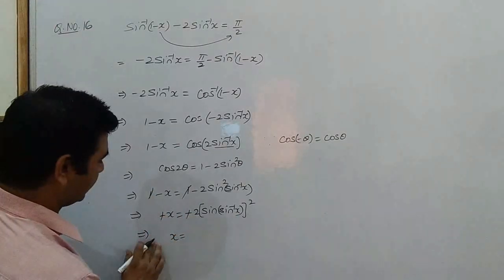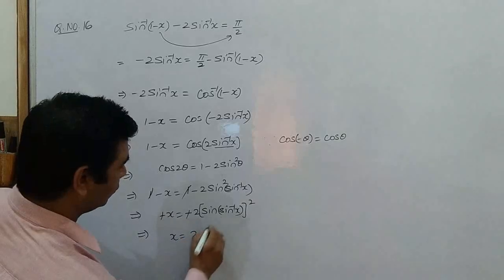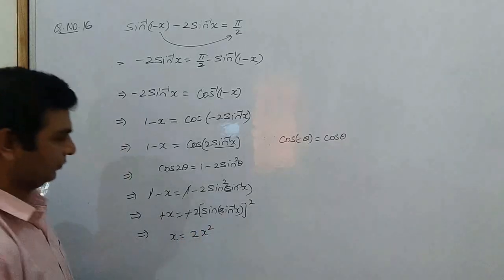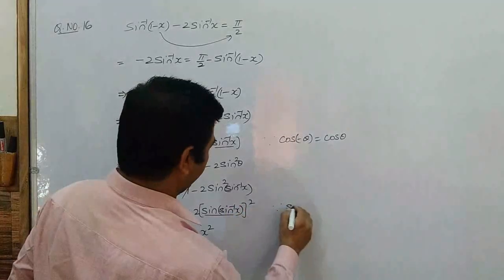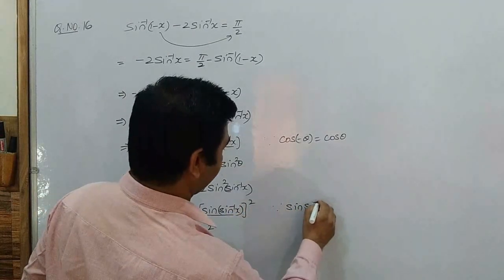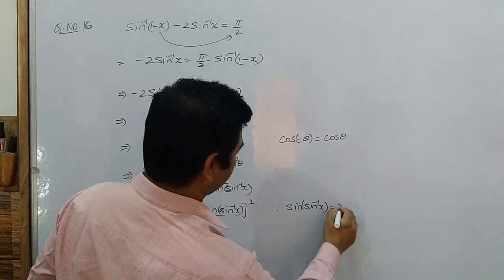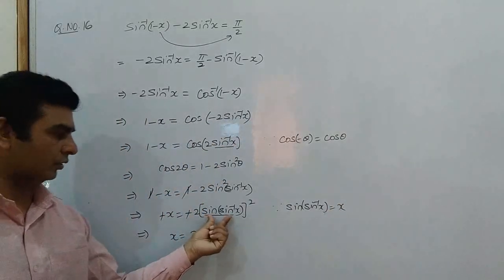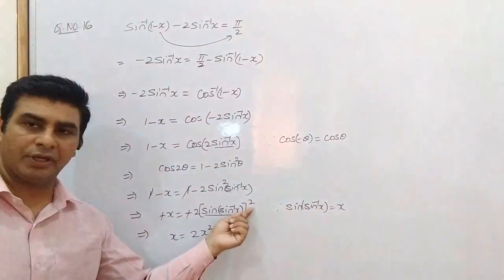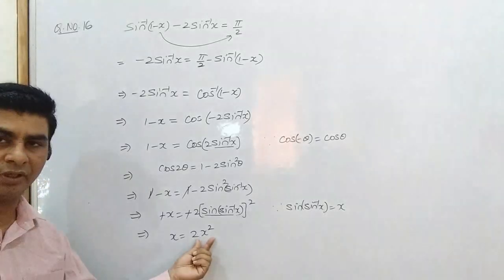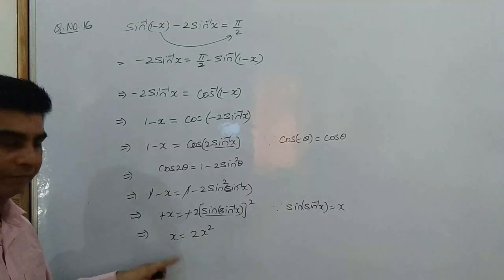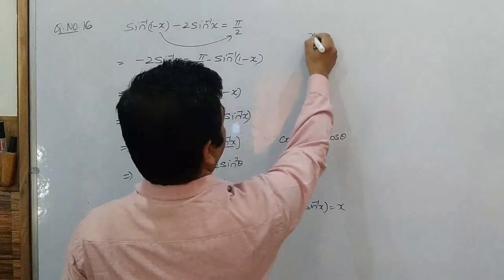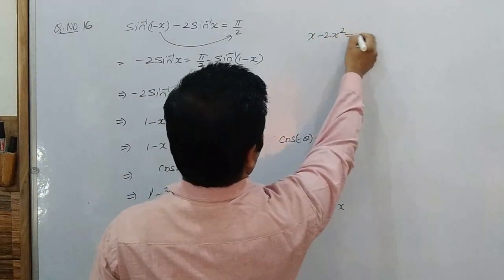So now further it will be equal to, minus can also be cancelled on both sides. So this is x is equal to 2x square. Reason is that sine of sine inverse x is equal to x. So this is your simply x, and because square is there, so this can be replaced by x square. Take 2x square on the left hand side. This is equal to x minus 2x square is equal to 0.